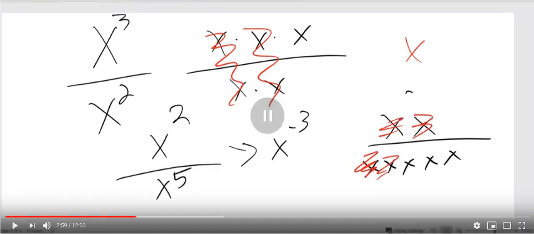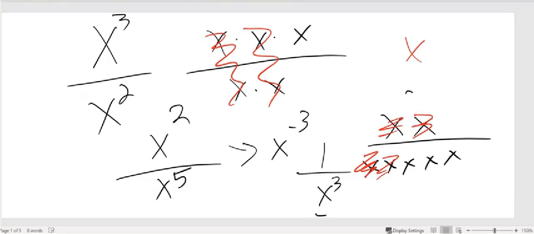Okay, well there's 3 left. Now the question is, where are those 3 at? If you imagine in your head, you're going to see it on bottom. But it's always where the bigger exponent starts. So if the 5 is on the bottom, it's bigger. That means you're going to have 3 of them left on bottom.